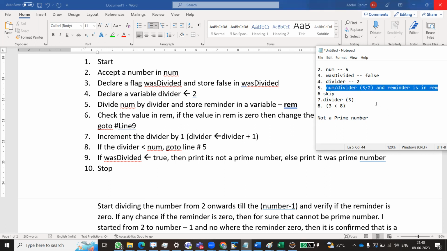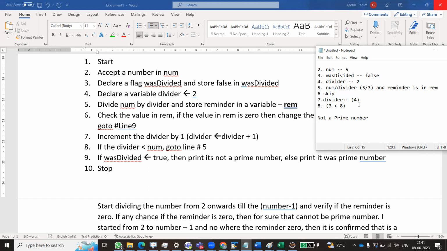Now I will say num divided by divider. So num is 5, divider has changed to 3 now. And I will see the remainder in RAM. So what is the remainder? 5 divided by 3, remainder is 2. In line number 6, I'm checking: is the remainder 0? No, it is not 0. Okay, then skip it and come here. So here I'm incrementing divider. Earlier it was 3. Now it becomes 4.